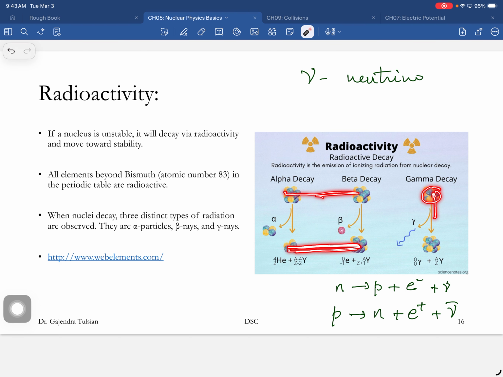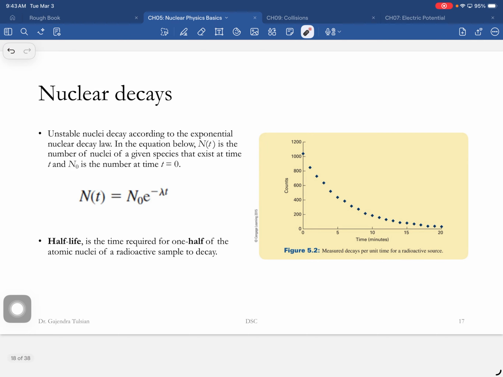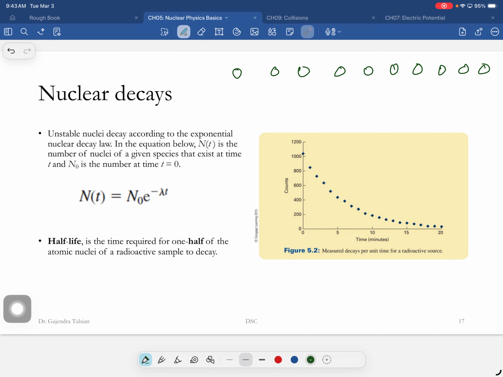So we define something called the half-life of the nucleus. The half-life means that if it is 5 seconds, after 5 seconds, half of them will have decayed. That's what it means. After another 5 seconds, the remaining half will decay. So that's how the decay process goes. You can't predict which nucleus will decay.